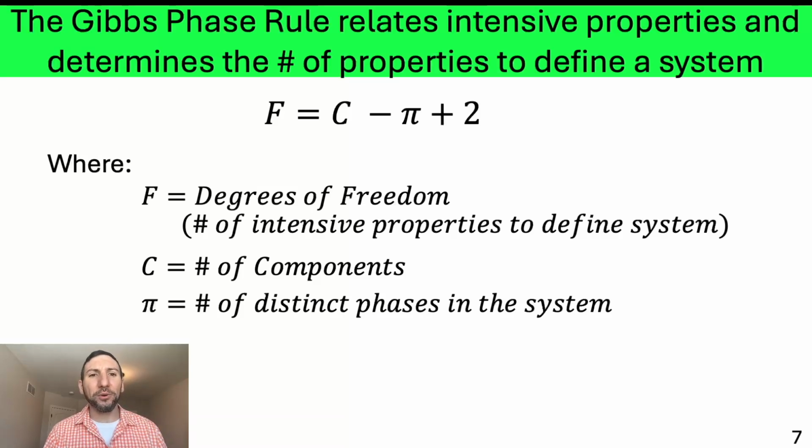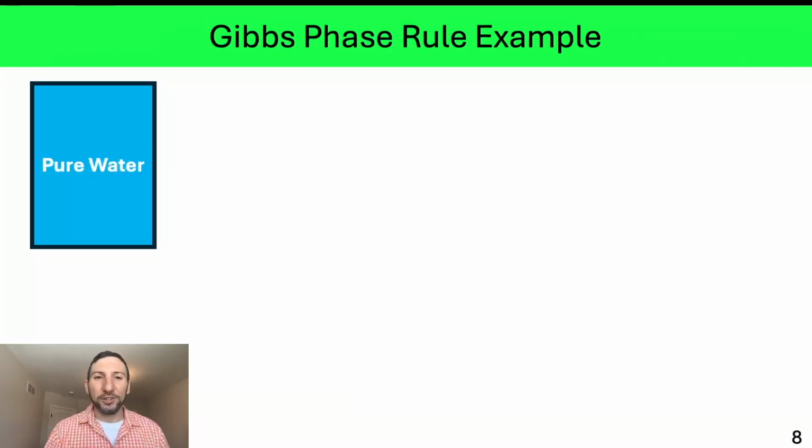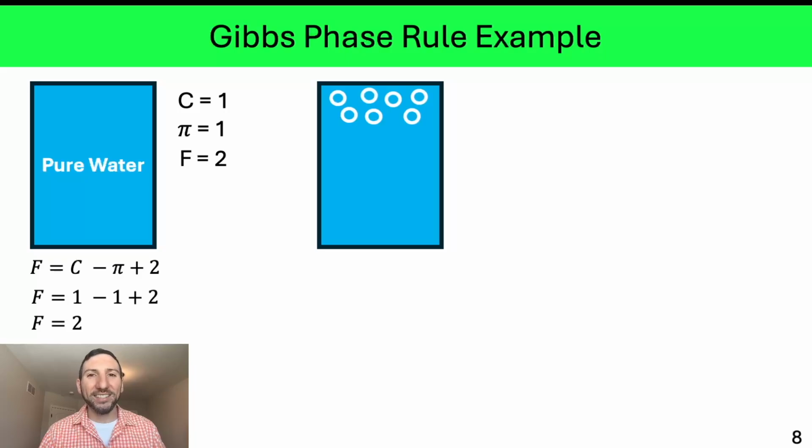And what I want to do is go through a couple of examples where we apply the Gibbs Phase Rule. So let's start off with water. It's just pure water, and in that case we have one component, one phase. So if we use the Gibbs Phase Rule, we can substitute in our values, and we see that we have 2 degrees of freedom. So that means I need to know 2 intensive properties to then know the rest of the properties for my water. Now, let's say that instead of just having water, we now add some ice into the system. We say it's in equilibrium. In this situation, we still have one component, but now we have 2 phases.